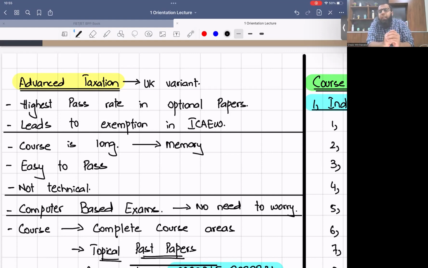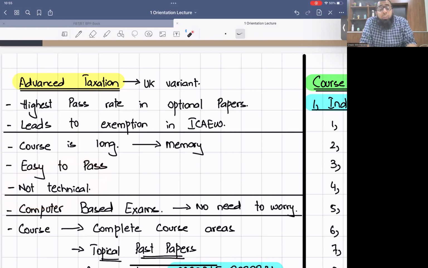Now, when we talk about the advanced tax course, it is an easy to pass paper, as reflected in its pass rate, which is far more than other professional papers. But it's a lengthy course, so you need to have patience, you need to concentrate, and you have to remain connected so that you can cover each and every topic, and you have to do regular revisions. The course is not technical, but it's lengthy.